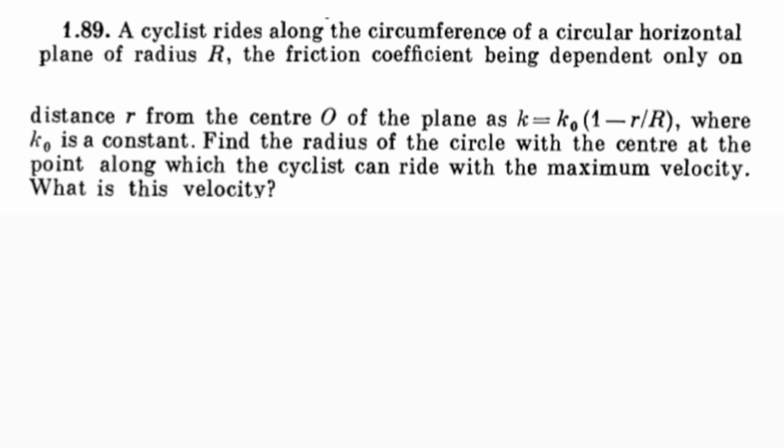So we are dealing with the 12th problem in this series, and the 12th problem is problem number 1.89. The problem is suggesting a cyclist rides along the circumference of a circular horizontal plane of radius R, the friction coefficient being dependent only on the distance small r from the center O of the plane, and it is given as mu equals mu naught (1 minus r by R), where mu naught is a constant. Find the radius of the circle with the center at the point O along which the cyclist can ride with the maximum velocity. What is this velocity?